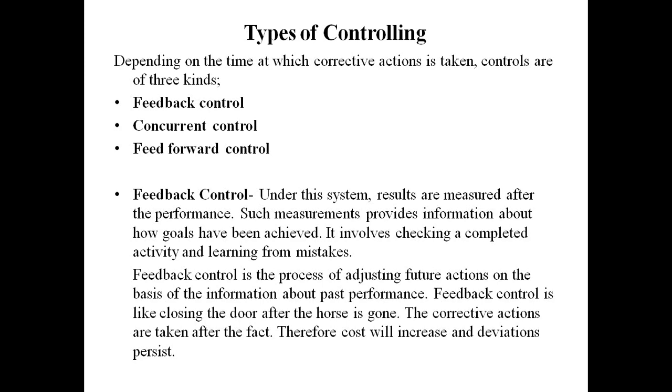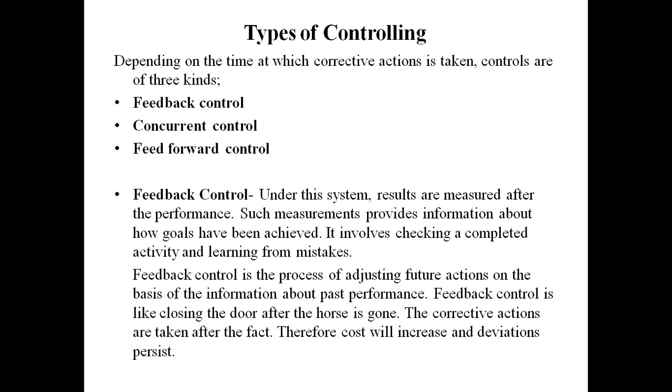Traditionally, control was viewed as a historical or post-action control. Under it, results are measured after the performance. Such measurements provide information about how goals are being achieved. This information is known as feedback, and on this basis corrective action is taken. It involves taking a completed activity and learning from mistakes.